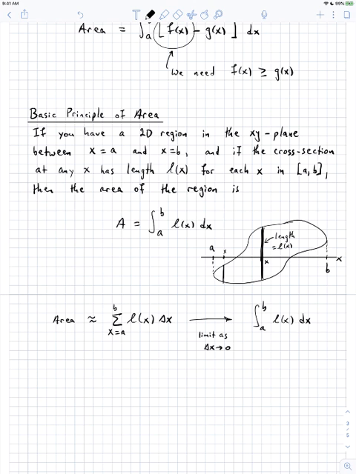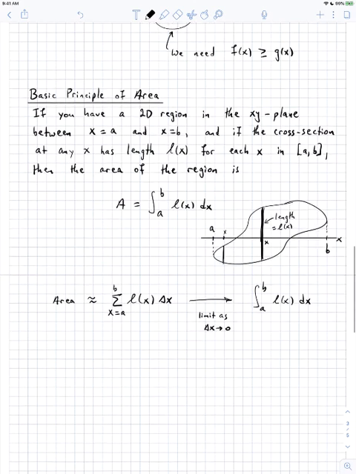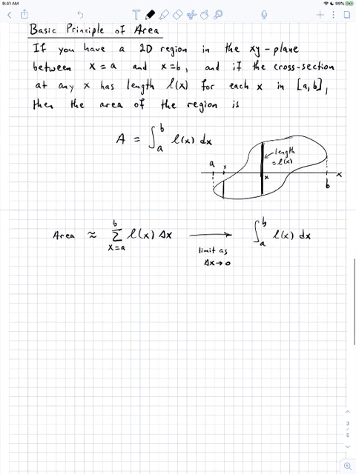And you don't necessarily need to have functions f and g for this to work, although it does work if you have functions f and g. But you can have a shape like this. As long as you know what the cross-sectional lengths are, you can compute the area.